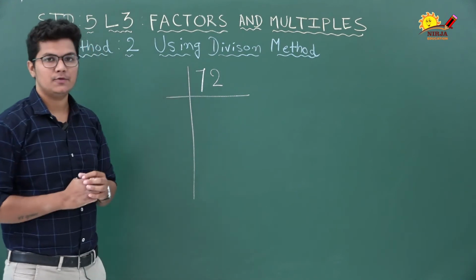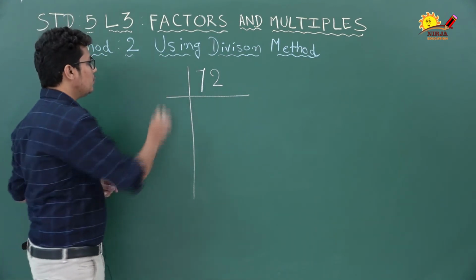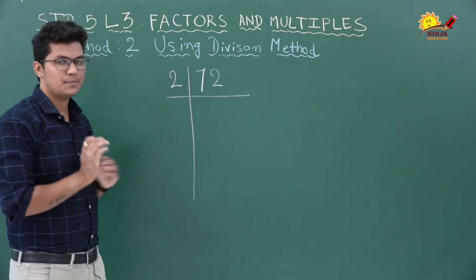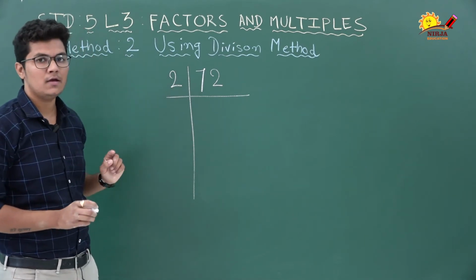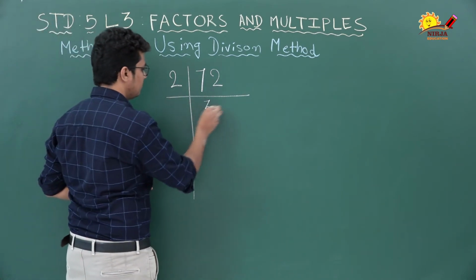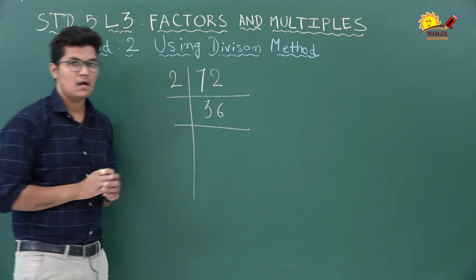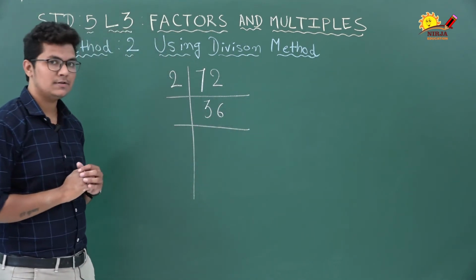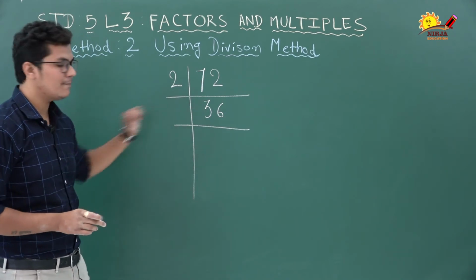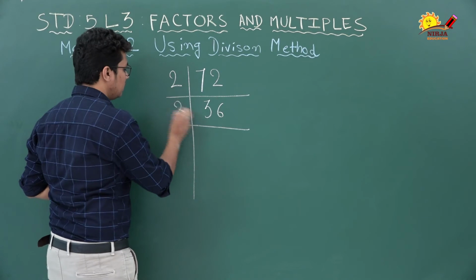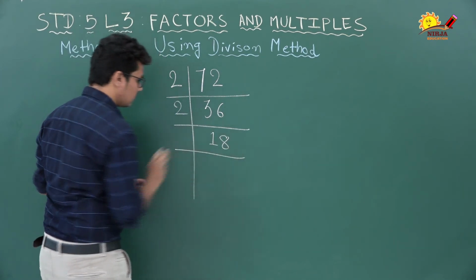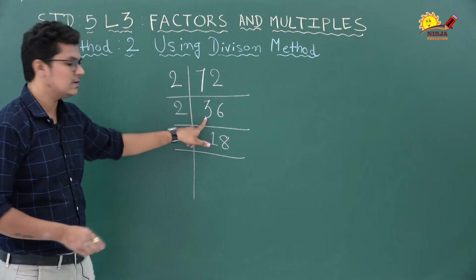Let's divide 72. If we divide 72 by 2, always remember we are going to start from the smallest prime number, which is 2. Okay, so if we divide 72 by 2, we get 36, right? We know that 18 2s are 36. If you know tables from 11 to 20, you will know that 18 2s are 36, right? So again we are going to divide by 2 and we'll write 18. Okay, 18 2s are 36, right?